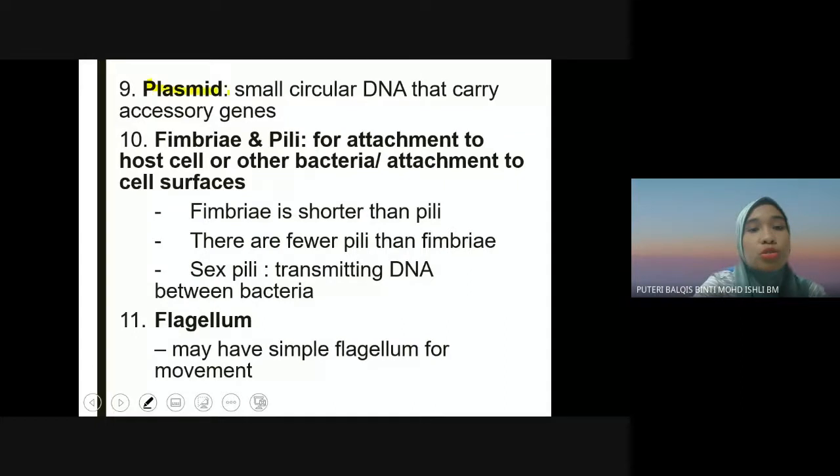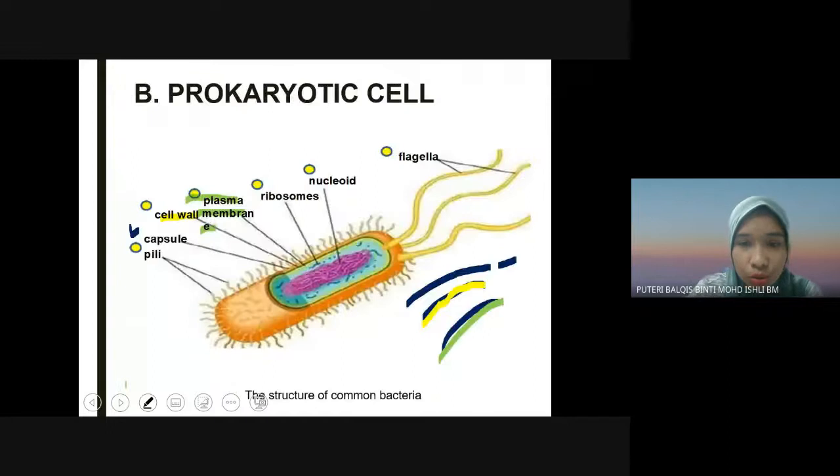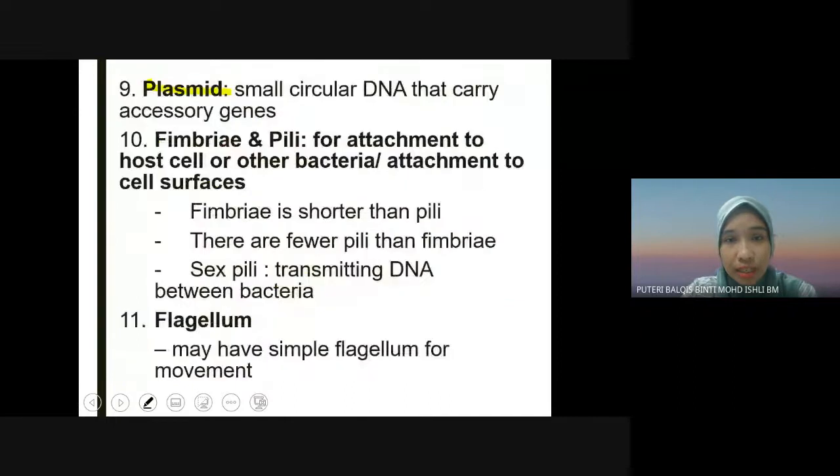It also has plasmid. Plasmid is small circular DNA that carries accessory genes. So, in prokaryotic cell, dia akan ada plasmid. Contoh ada bulat kecil. Okay, that is plasmid. The function of plasmid is to carry accessory genes. Accessory gene ni, awak akan jumpa lagi dalam chapter 8 nanti, recombinant DNA technology. Example of accessory genes adalah genes yang resistant to ampicillin. That is the example of accessory gene.